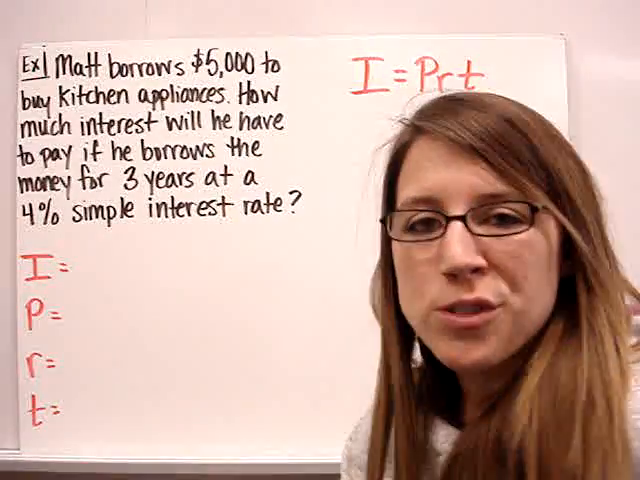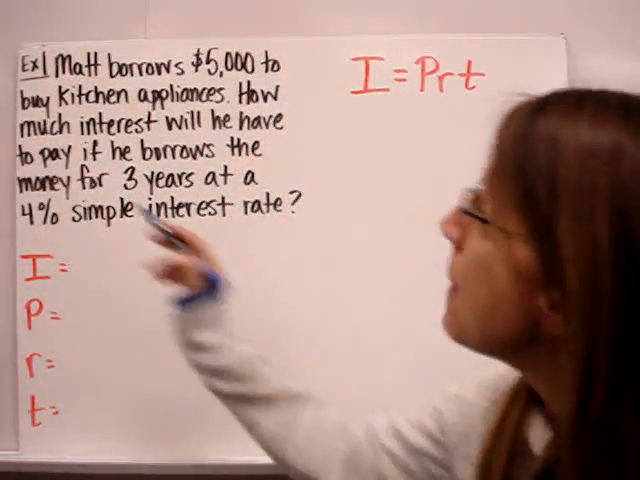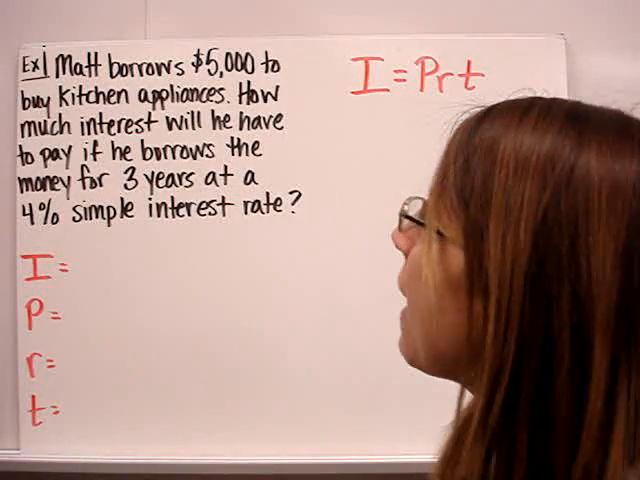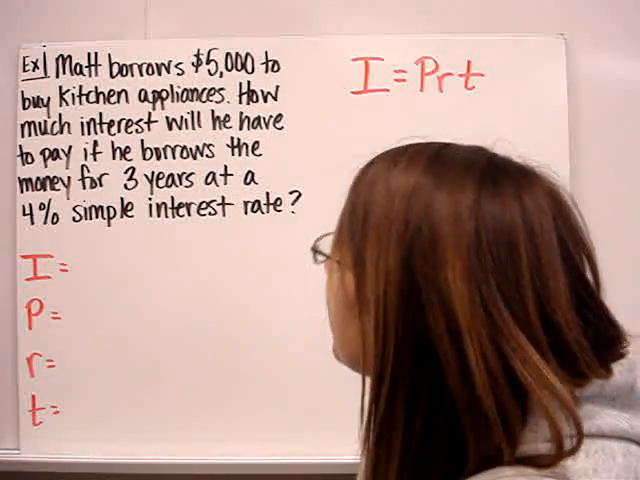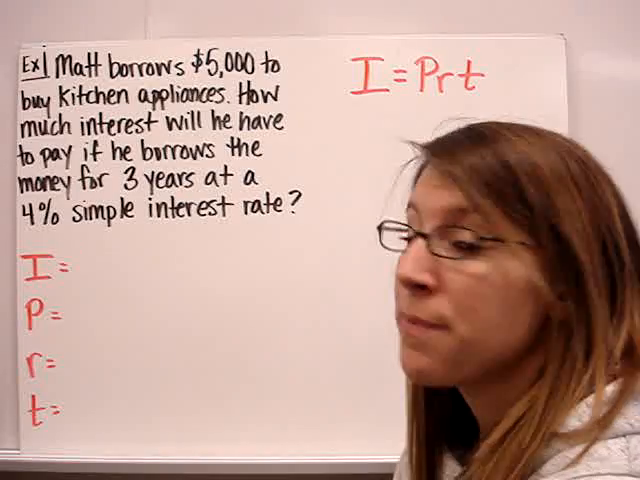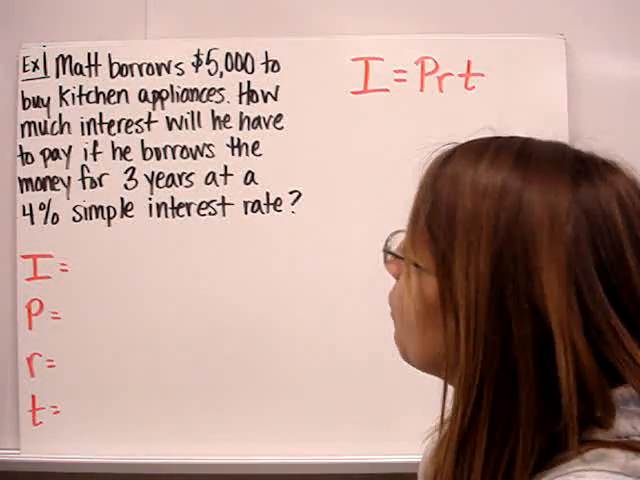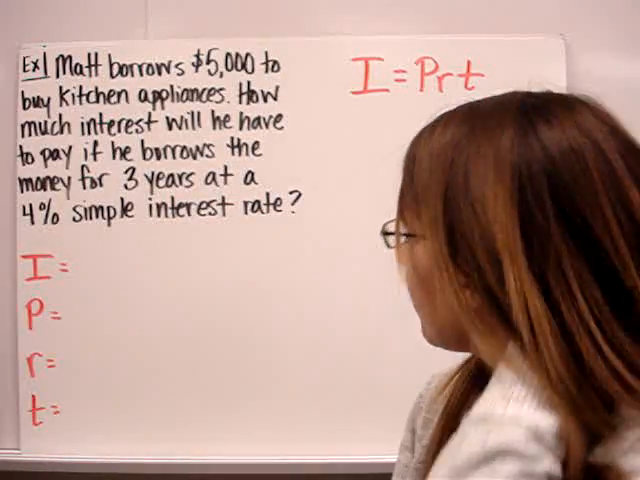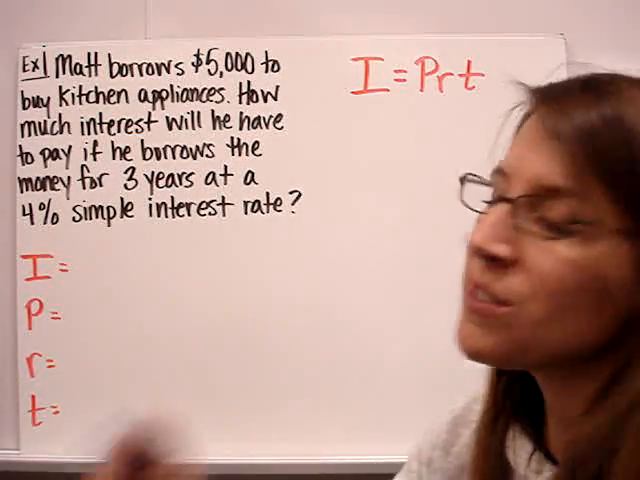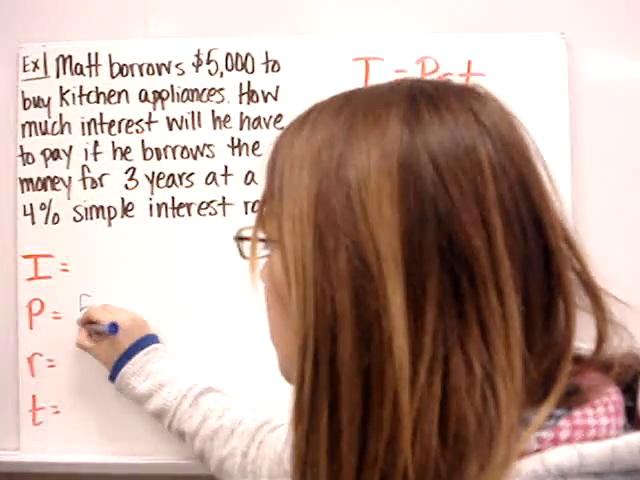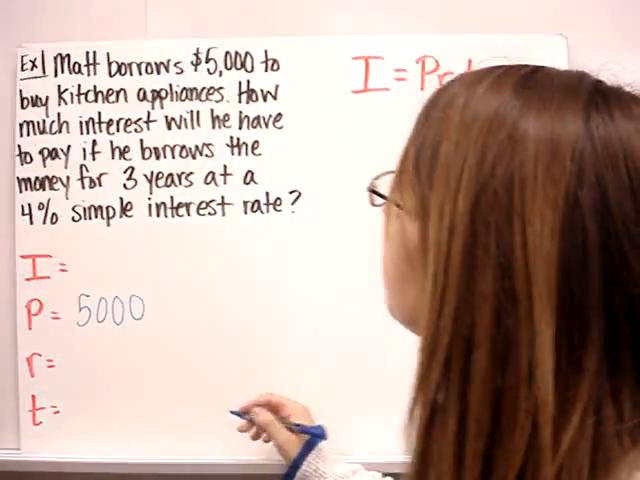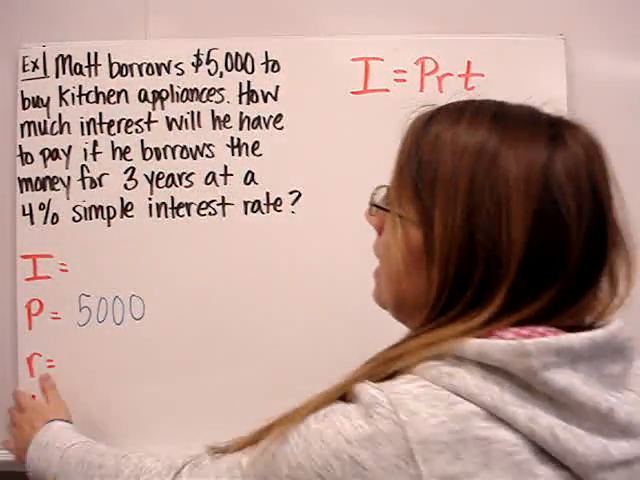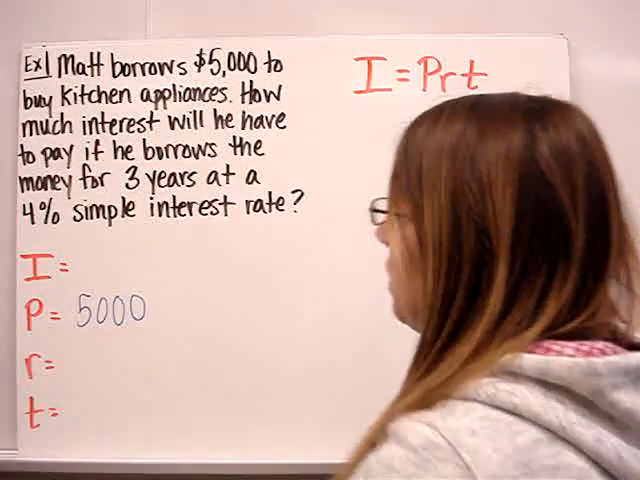Here's another simple interest example. Matt borrows $5,000 to buy kitchen appliances. How much interest will he have to pay? If he borrows the money for 3 years at a 4% simple interest rate. So he borrows $5,000, that's the initial amount. So that's my principal. How much interest will he have to pay?